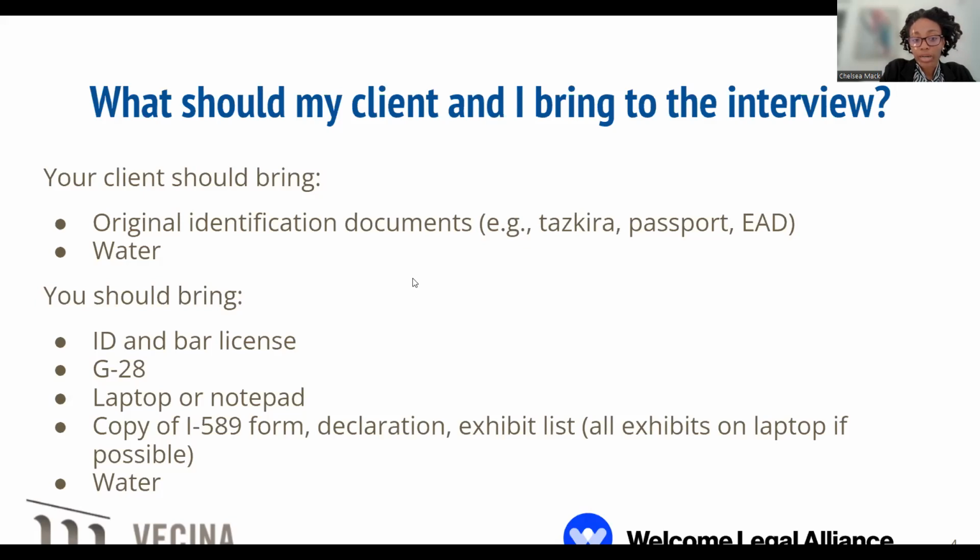Also, we suggest that you bring a copy of the form I-589, as well as the declaration and exhibit list, if you have them. Now, those of you who have been filing these online, all that information should be able to be provided immediately to the officer. But those who maybe have filed by paper, definitely bring a copy of the 589.